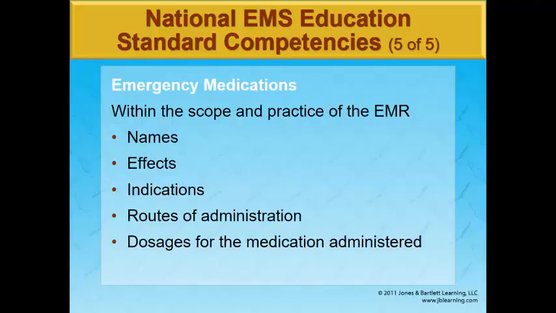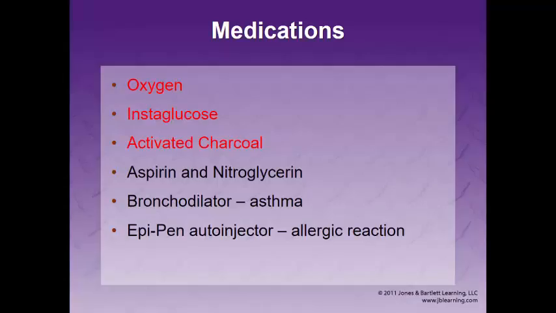So within the scope of practice for the emergency medical responder, you have to be familiar with the names, effects, indications, something we call contraindications, reasons that we don't give it, routes of administration, and then the dosages. So look at it this way. There's 6 medications that you could potentially, or 7, potentially give to a patient. 3 of them you'll carry in your first responder kit or on your ambulance.